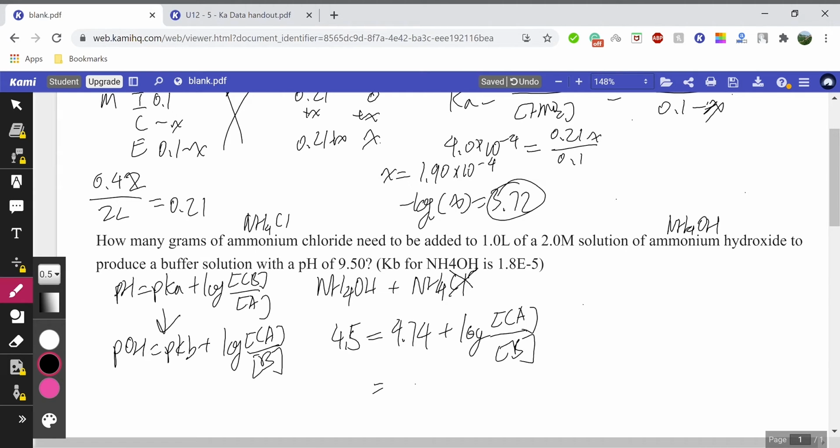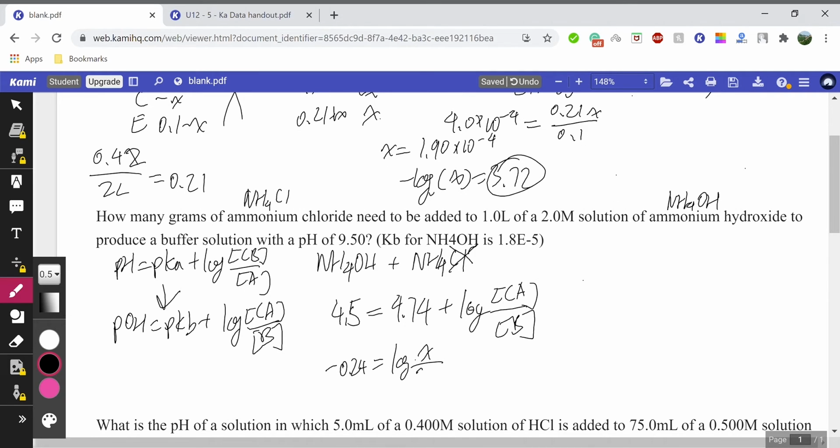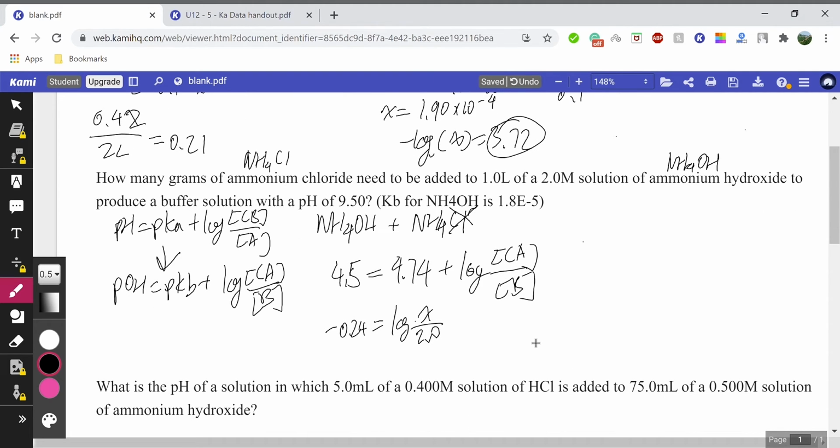4.5 minus 4.74, which equals negative 0.24, is equal to log of x divided by, and down there is going to be 2.0. We're given 2.0 molar concentration. So 10 to the negative 0.24 power is going to be 0.575, and times that by 2 will give you 1.15. So x is equal to 1.15 molar concentration. Now we need to convert this to grams.